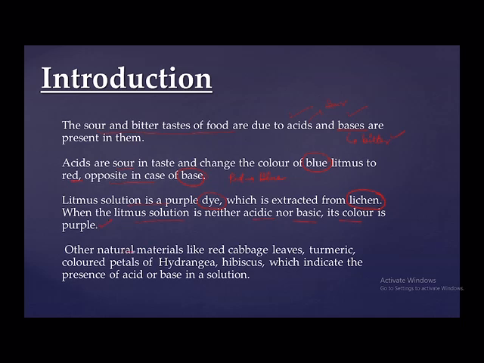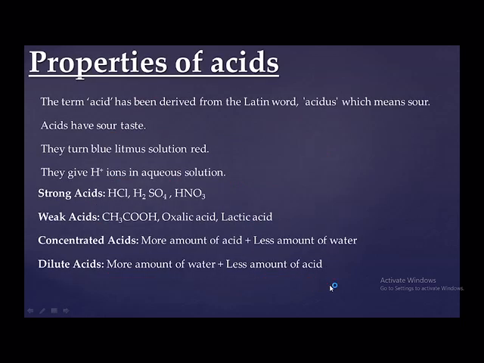There are other natural materials also. It can be red cabbage, turmeric, the petals of hydrangea or the petals of hibiscus, which indicate the presence of acid or base in the solution. The color change in these indicators depicts whether the substance is acidic or basic in nature. The next topic is the properties of acids.